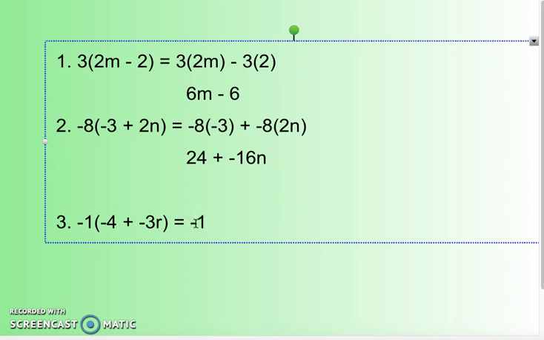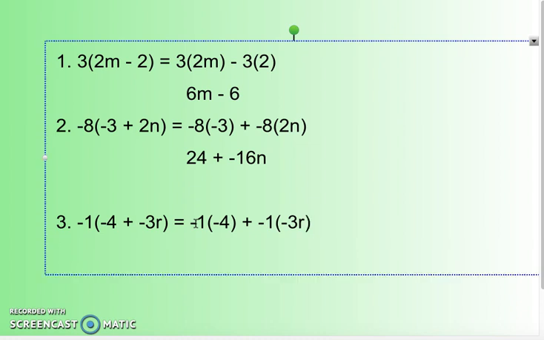So let's introduce the -1 to the -4. And then we put addition in the middle because that's what we see within the parentheses. And then let's introduce the -1 to the -3r. So same as before, a negative times a negative is positive. So 1 times 4 is 4 plus -1 times -3 times r. So -1 times -3 is +3. And then times r is just r. Nice job.